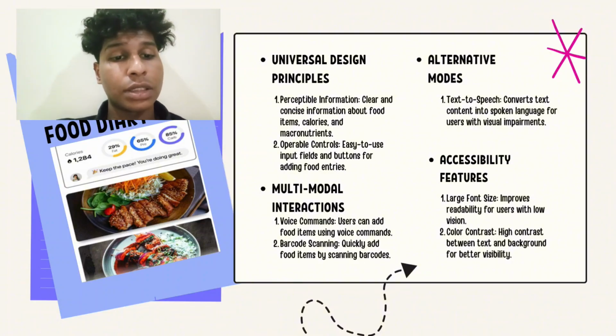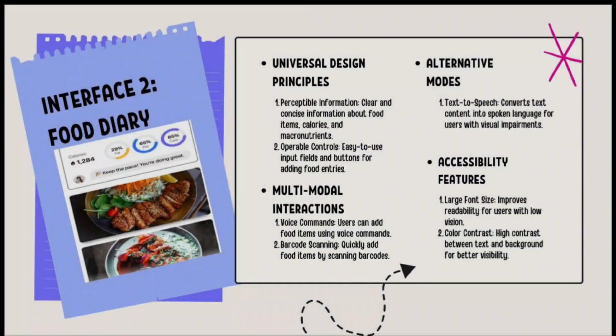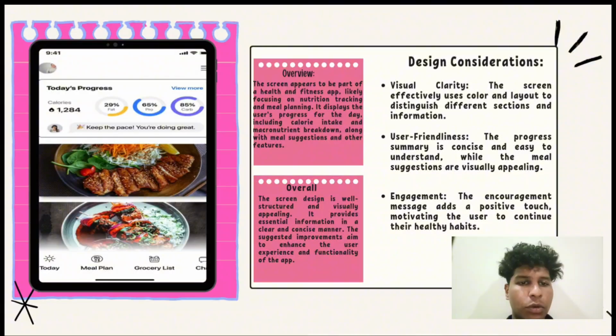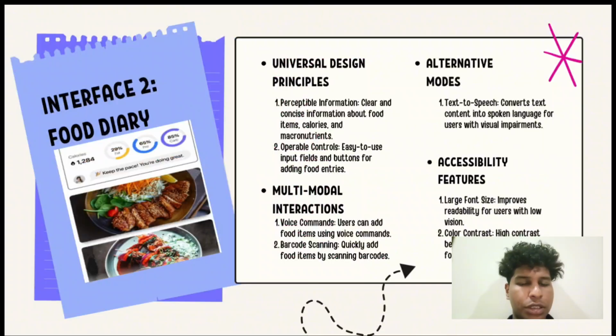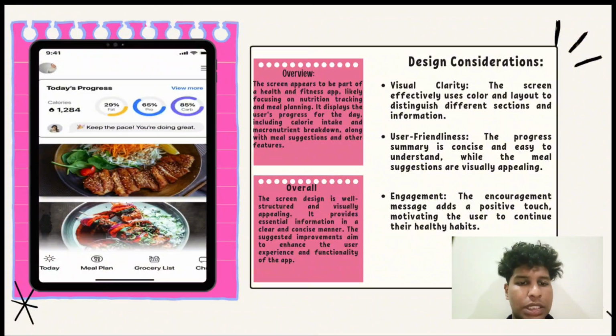So the next is accessibility features. Large font size improves readability for users with low vision. Color contrast: high contrast between text and background for better visibility. Now let's see the app's overview, design considerations and overall screen design.